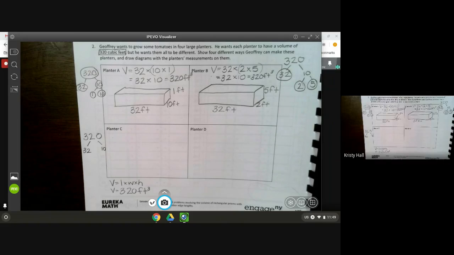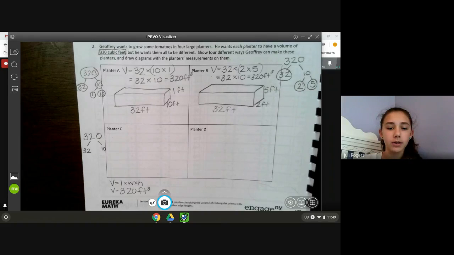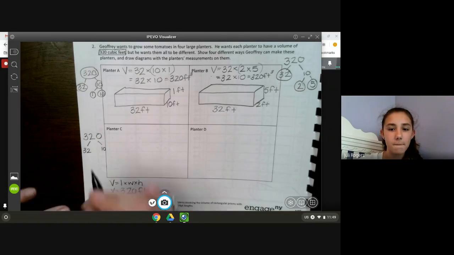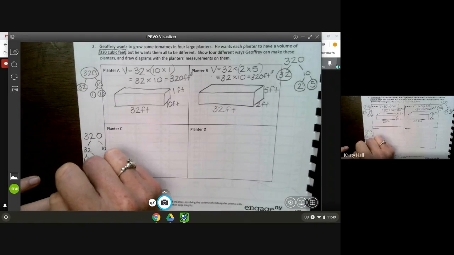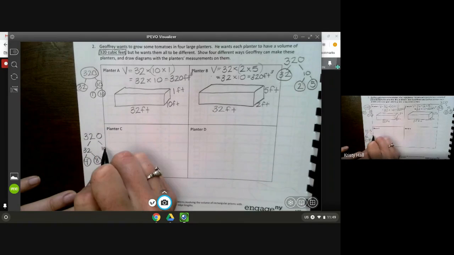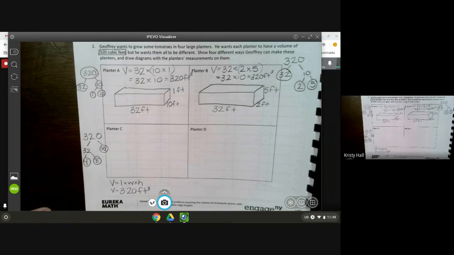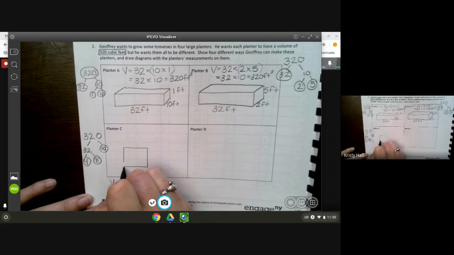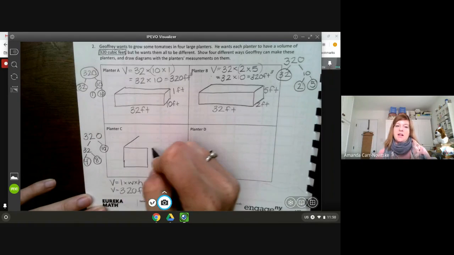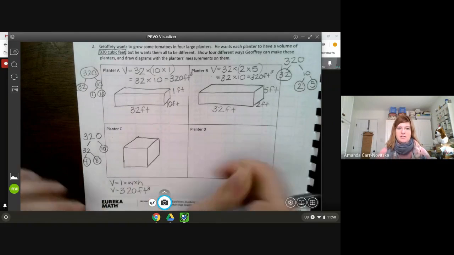Julie, you want to help me out with this one? How can we break up one of these factors? You can break up 32 into 4 and 8. Yeah. So if I do 4 and 8, then I would keep the 10. So I'm going to draw another planter. And now you can see hers is going to be smaller this time because she doesn't have that length of 32 for this one.